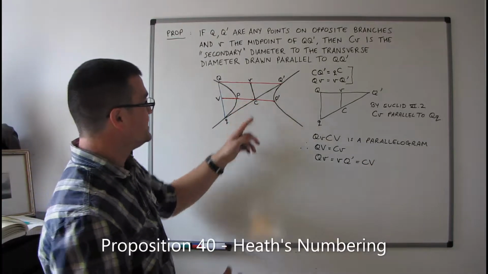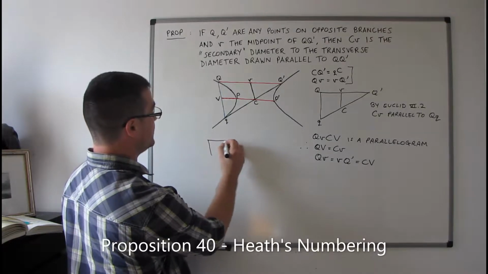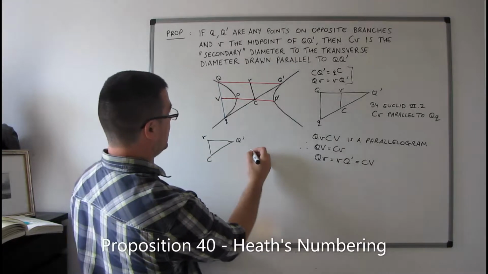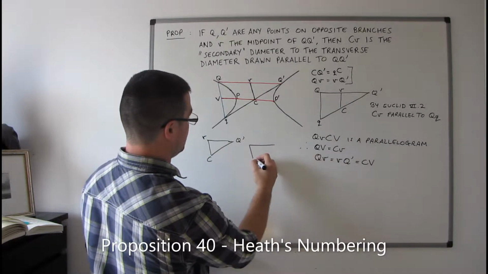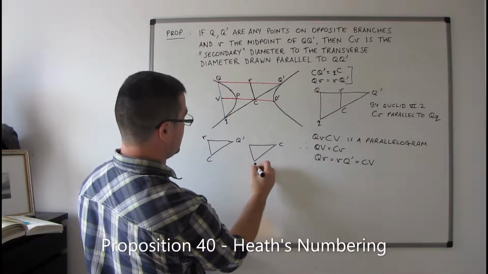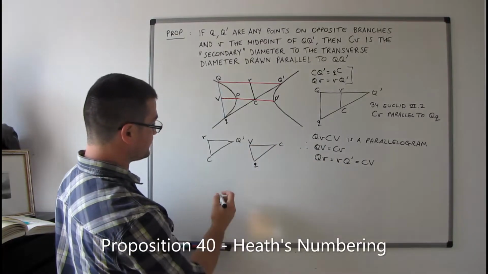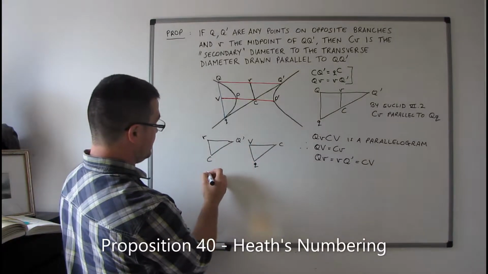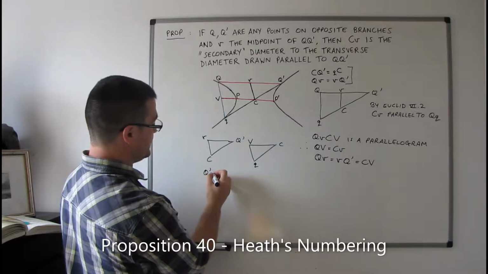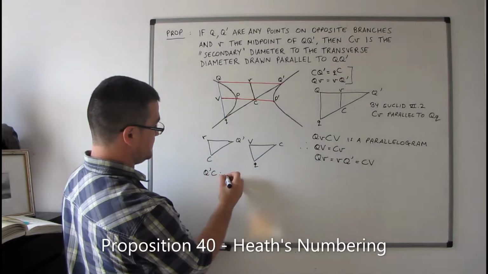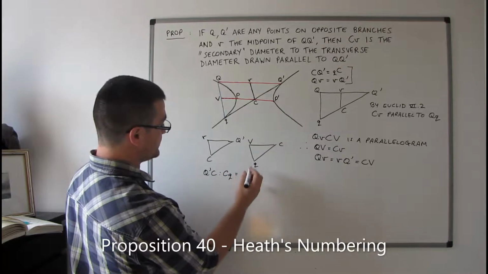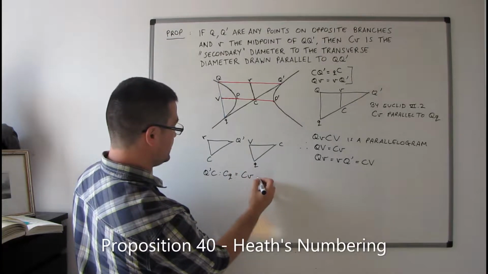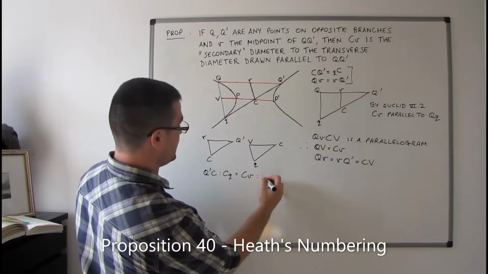So let's have a look now at these triangles in here, in particular triangle Q'VC and triangle CqV. Because these are similar triangles, the ratio of Q'C to CQ must be equal to the ratio of CV to QV.